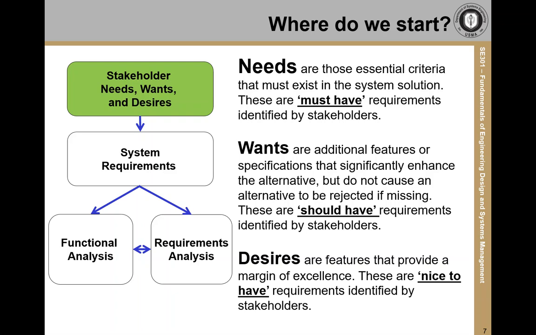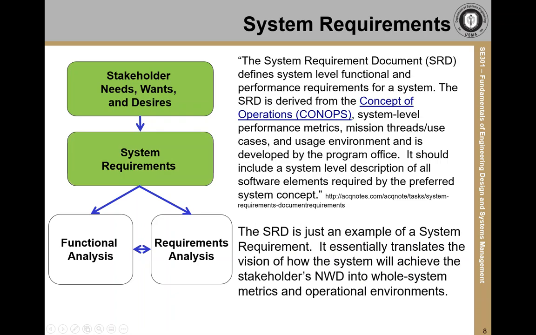It gives us that margin of excellence, that added little bit that puts us over the top, which we will talk about when we get to our scoring models. So needs are essential, wants, we should have them, and desires are nice to have. Those will directly feed into our system requirements, which then help us do our functional and requirements analysis.